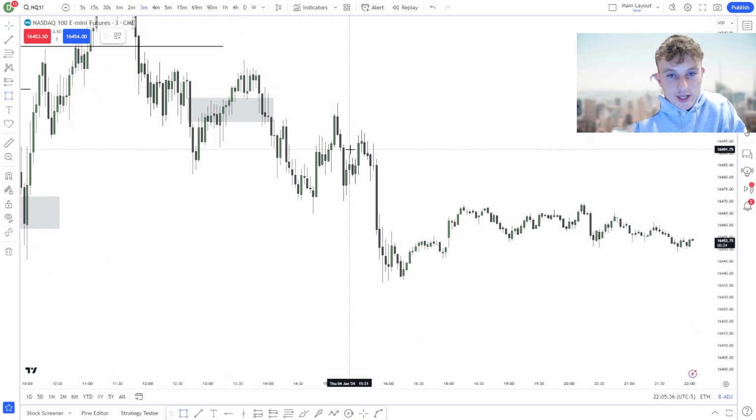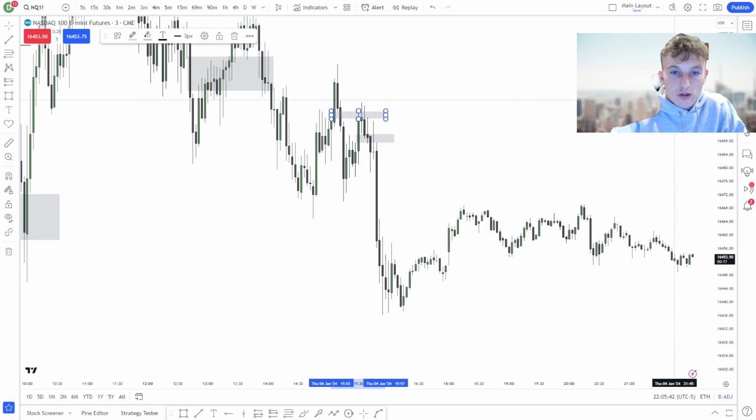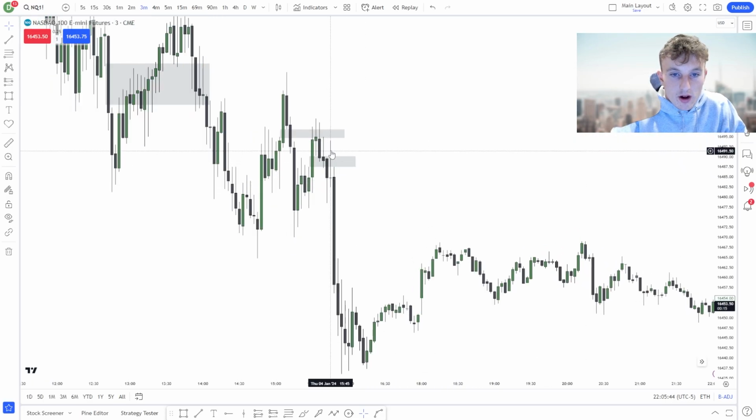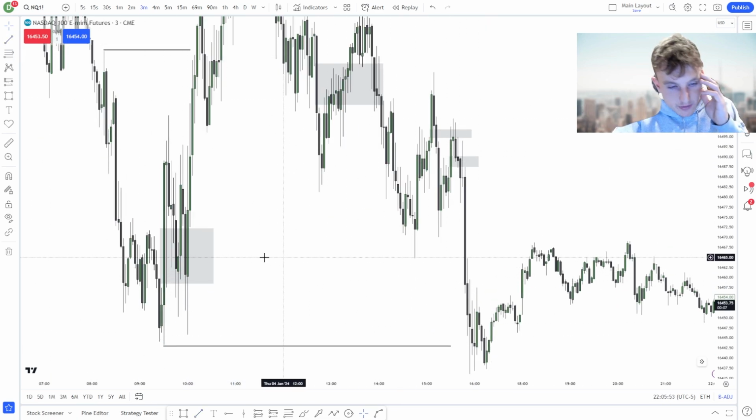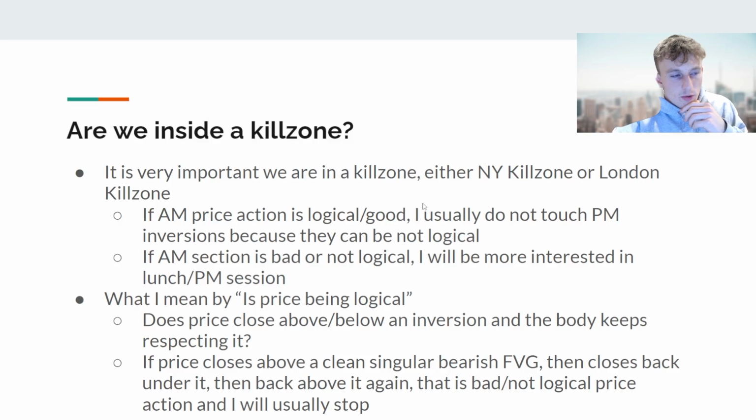Very nice price action here. Very clean inversion, respects perfectly. You can just tell this is so logical, because look, we wick all the way above this inversion fair value gap, but we never close above it. You can just see how algorithmic that is. And then we ended up sweeping sell side. So if the AM is not logical, I'll be more interested in the PM. More times than not, the AM is good, but once in a while it's not, usually with news the next day.